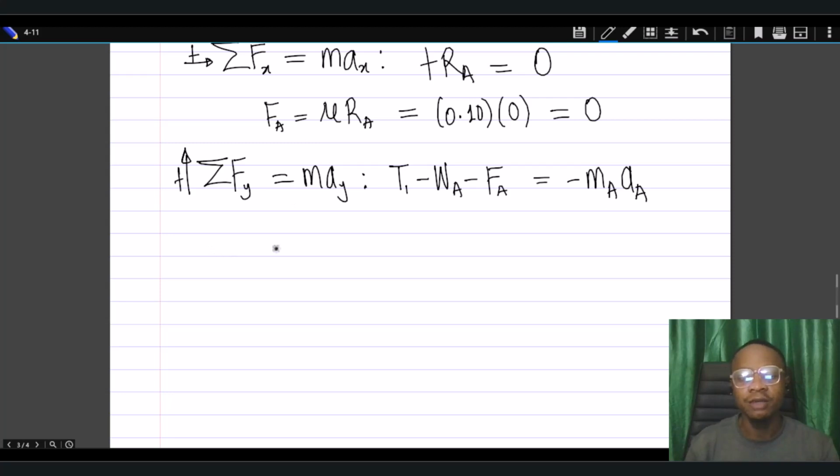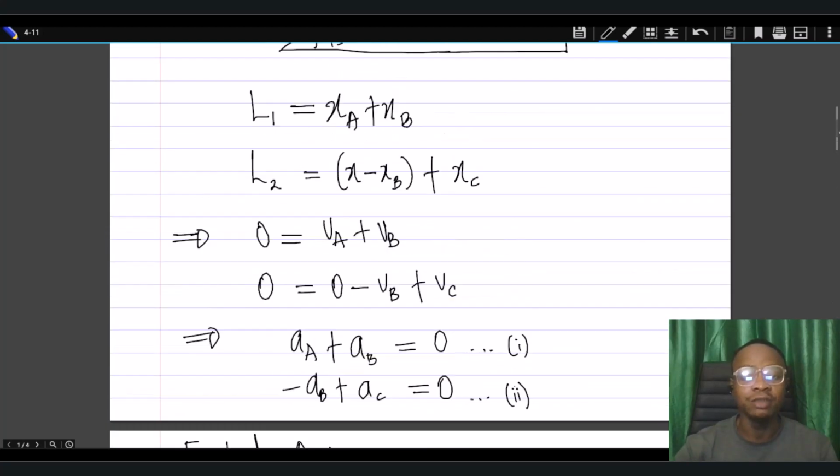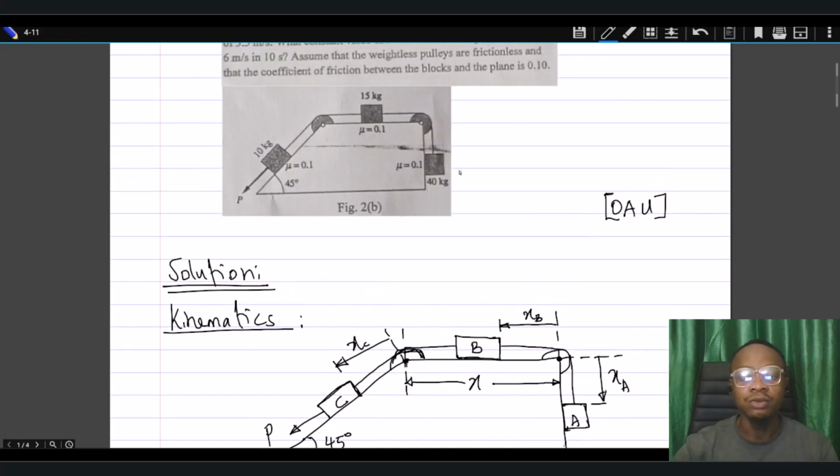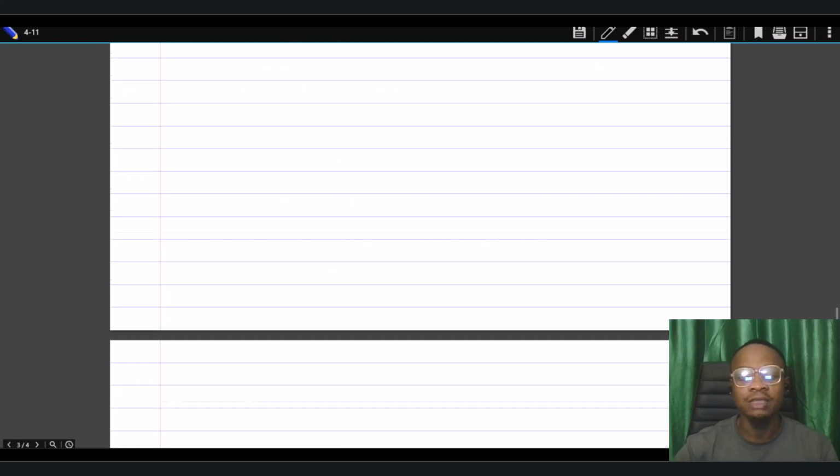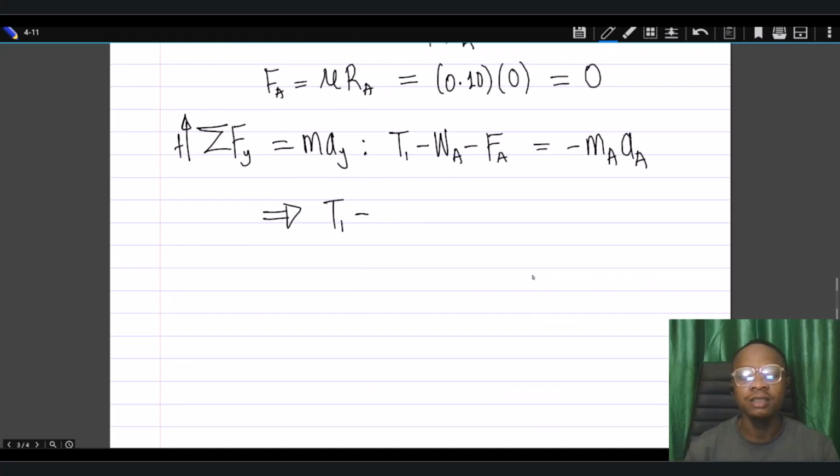So by this, we can substitute all of the values we already know. We're looking for T1. We know WA because we know the mass of A, that is, the 40 kilogram body. So the mass of A is 40 kilograms. By that, the weight of A will be equal to 40 multiplying g, which is 9.81, and then minus FA. We just obtained FA to be 0. You should see why it is beneficial to take the summation of forces along the direction where we have the normal reaction first.